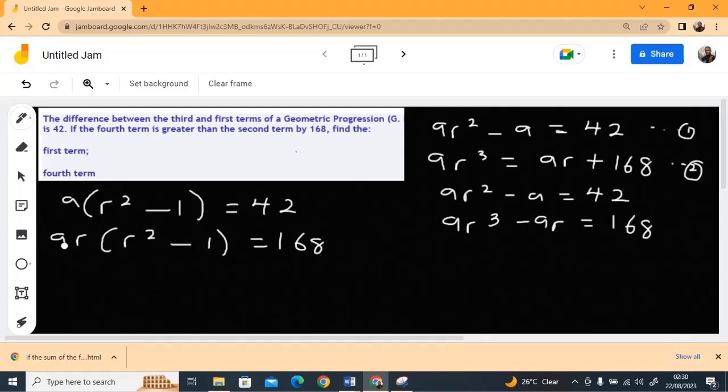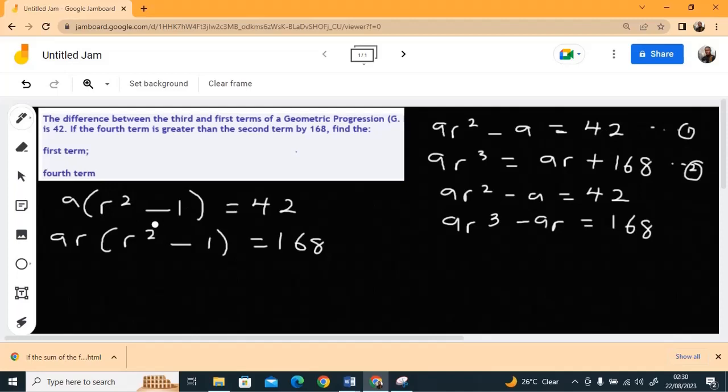What I did was that I factorized this. a is a, ar is there. So when I multiply this together, it must give you back this answer. ar times r squared is ar cubed. ar times 1 is ar. It's just the same thing. That's how mathematics goes.